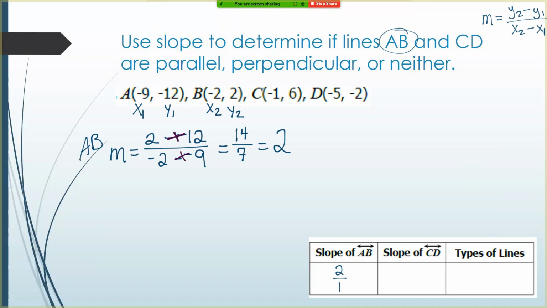Then we're going to repeat this same process to find the slope of CD. So I'm going to label x1, y1, x2, y2. And then our slope of CD is y2 minus y1 divided by x2 minus x1. Got another double negative in there to be mindful of.